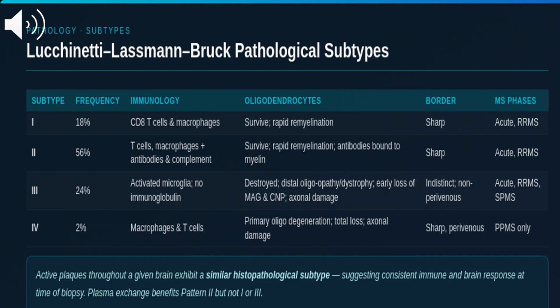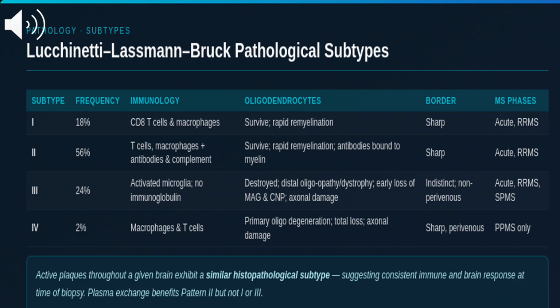The Lucchinetti-Lassmann-Bruck pathological classification of MS lesions is clinically important because it predicts therapeutic response and reflects different underlying disease mechanisms. Pattern 1 affects 18% of patients and represents T cell and macrophage-mediated demyelination. Oligodendrocytes survive and there is rapid remyelination. Lesion borders are sharp. Pattern 1 resembles myelin destruction by macrophage products like TNF-alpha and reactive oxygen species. Theoretically, agents that modify cellular immunity, like interferons, are best suited for this subtype.